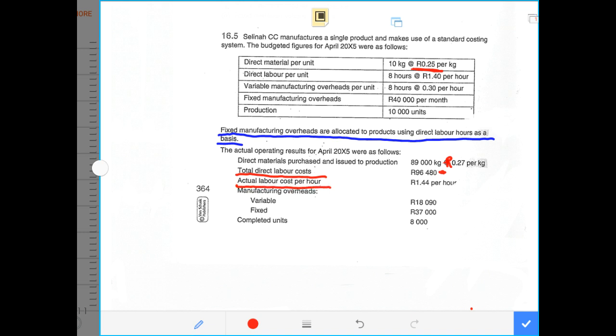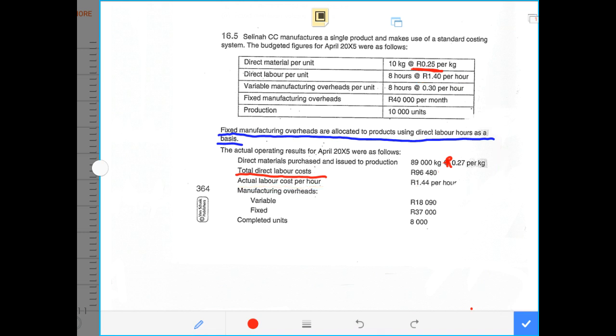That means employees now, although we previously budgeted that we will pay our employees 1 rand 40 per hour, in actual fact we ended up paying them 1 rand 44 cents per hour in order for them to complete the product that they are required to produce. So now that means obviously in this case we will definitely have an unfavorable variance.